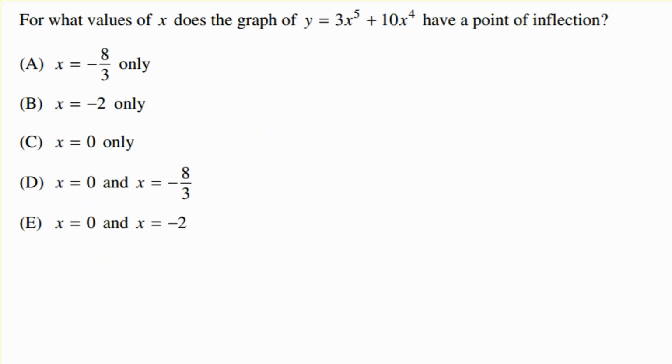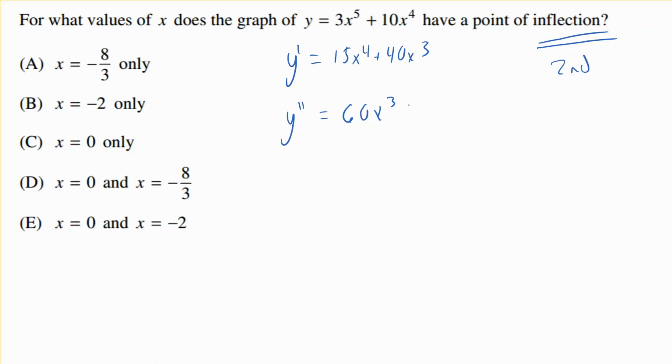So for what values of x does the graph of y equals 3x to the 5th plus 10x to the 4th have a point of inflection? So we're thinking point of inflection, we got to be thinking second derivative. So let's go ahead and use the power rule and find the first one. Y prime equals 15x to the 4th plus 40x cubed. Second derivative, power rule: 60x cubed plus 120x squared.